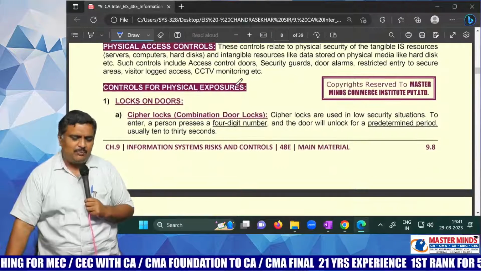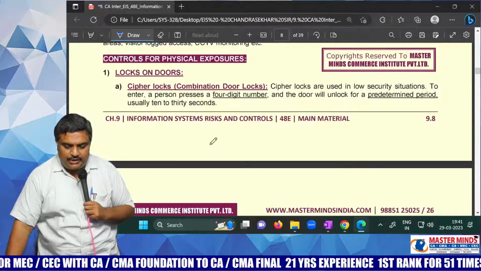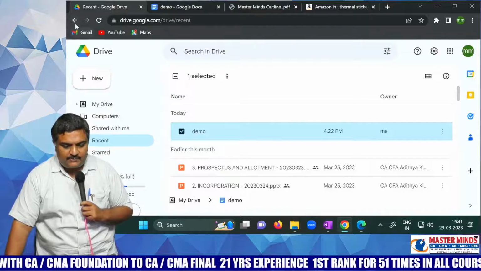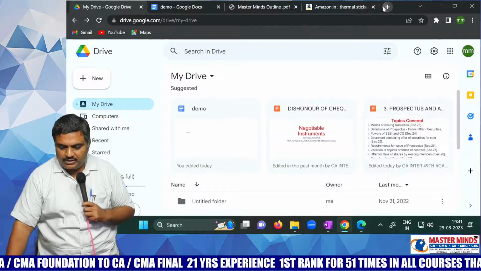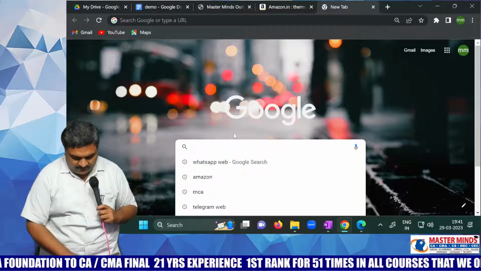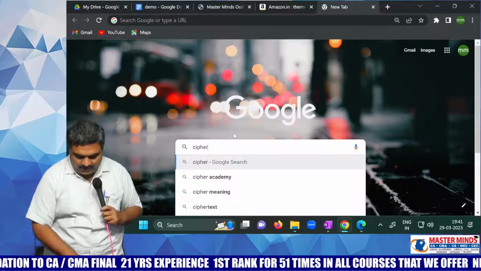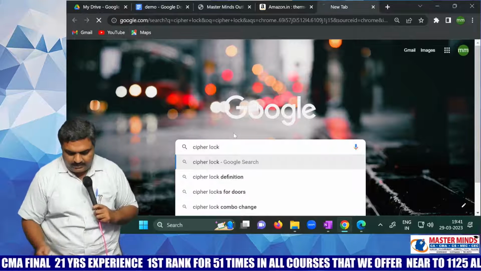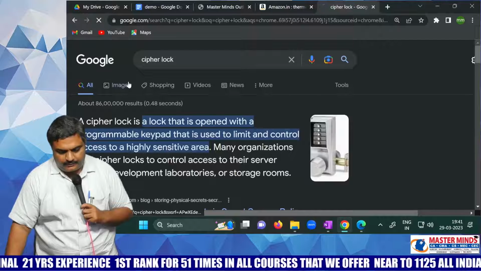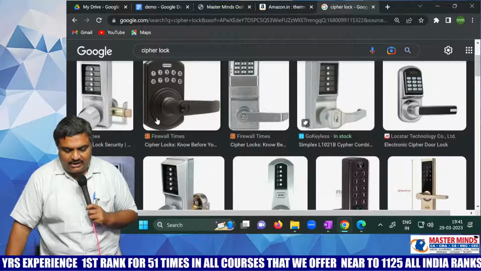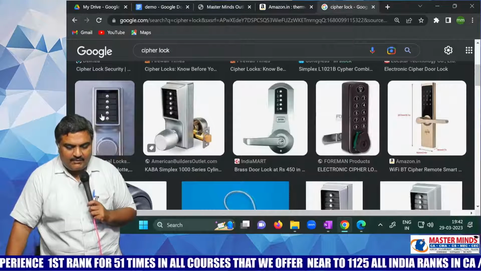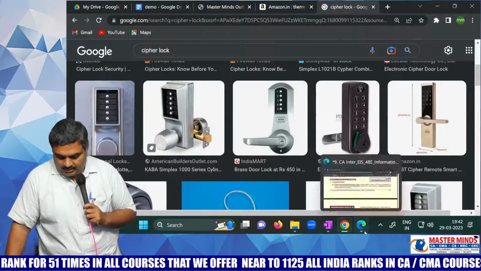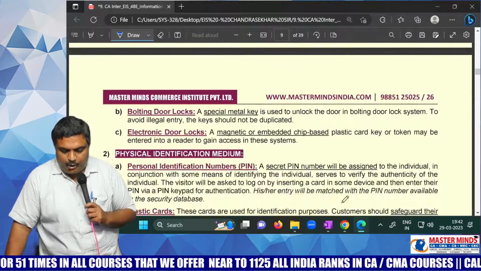Physical access controls are very easy. Locks on doors. You need to use cipher locks, it seems. What are cipher locks? I will not explain, just show. It's a waste of explaining, because once you see, even while you are preparing, you can do the same thing. So for a data center, you should use this kind of cipher locks where there will be codes. You need to enter the code to enter into the room.